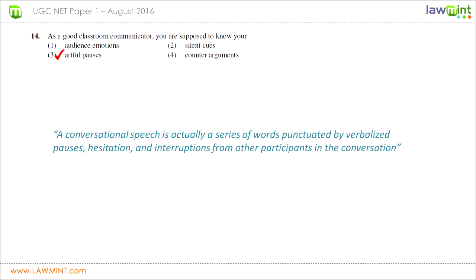In question number 14, we are asked that as a good classroom communicator, which of the attributes are you supposed to know? Now, if you go to a website like TED Talks and hear speeches by people from different backgrounds, you'll find that the one common attribute for an effective conversation or an effective speech seems to be that the speaker knows where to pause, where to slow down, or where to speed up. The conversational speech is actually a series of words which are punctuated by pauses, by hesitation, and also by interruptions from the participants in the conversation.